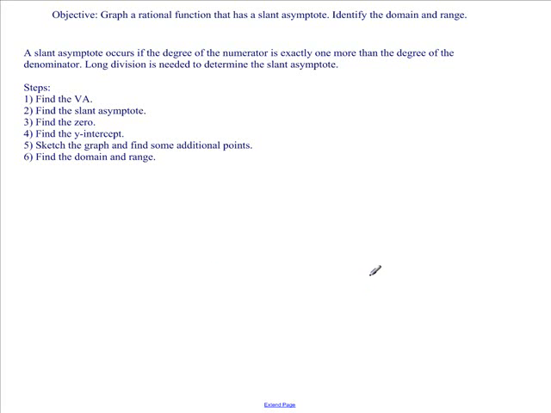So let me just review things a moment. When we say slant asymptote, we're really talking about a line that is not horizontal. So the form of the line is going to be y equals mx plus b. So that will be the equation of the asymptote, and we're going to follow a similar process to graph it like we've done before. We're going to have to find the vertical asymptote, the slant asymptote by long division, find the zeros or the x-intercept, the y-intercept, possibly some additional points, and then we'll graph it and find the domain and range.